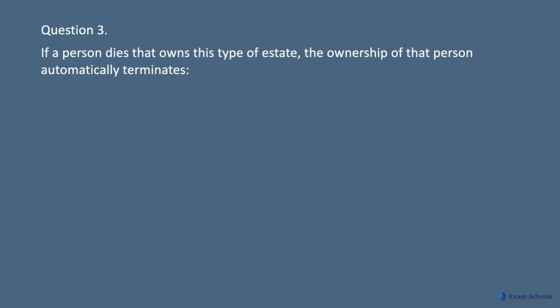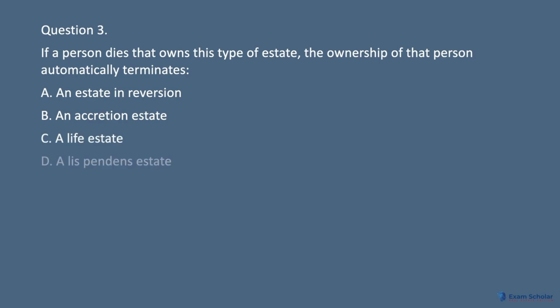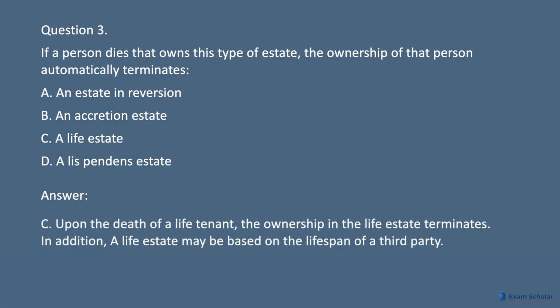Question 3. If a person dies that owns this type of estate, the ownership of that person automatically terminates. A. An estate in reversion. B. An accretion estate. C. A life estate. D. A lease pendens estate. Answer. C. Upon the death of a life tenant, the ownership in the life estate terminates. In addition, a life estate may be based on the lifespan of a third party.